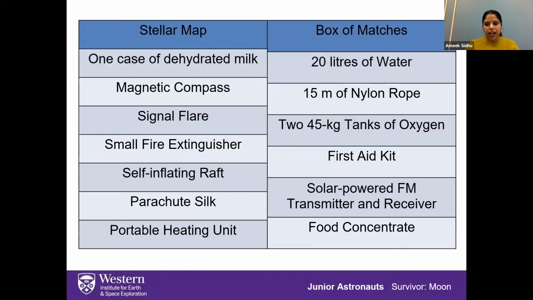So these are the 15 items: a stellar map, a case of dehydrated milk, a magnetic compass, a signal flare, a small fire extinguisher, a raft, parachute silk, a portable heating unit, a box of matches, 20 liters of water, 15 meters of nylon rope, two 45-kilogram tanks of oxygen, a first aid kit, a solar-powered FM transmitter and receiver, and a food concentrate. You have to organize those 15 items and rank them.